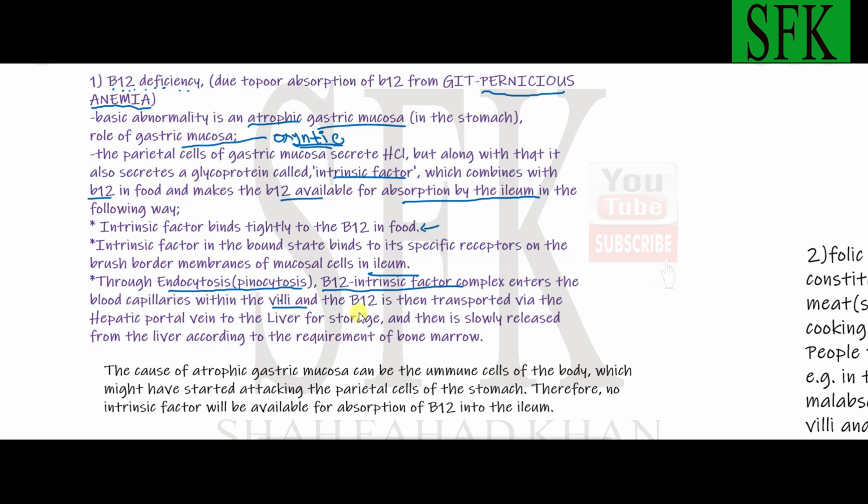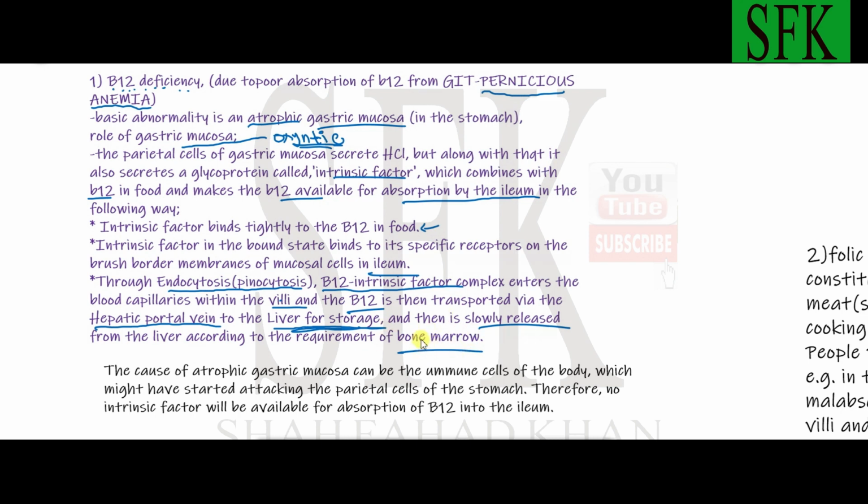And then what happens is that this B12 bound to the intrinsic factor, once it enters the blood, is transported via the hepatic portal vein. The hepatic portal vein is the vein that connects the intestines to the liver and transports the food substances which are absorbed from the intestine to the liver. Via the hepatic portal vein, this B12 along with the intrinsic factor is transported to the liver mainly for storage, and then is slowly released from the liver according to the requirement of the bone marrow.